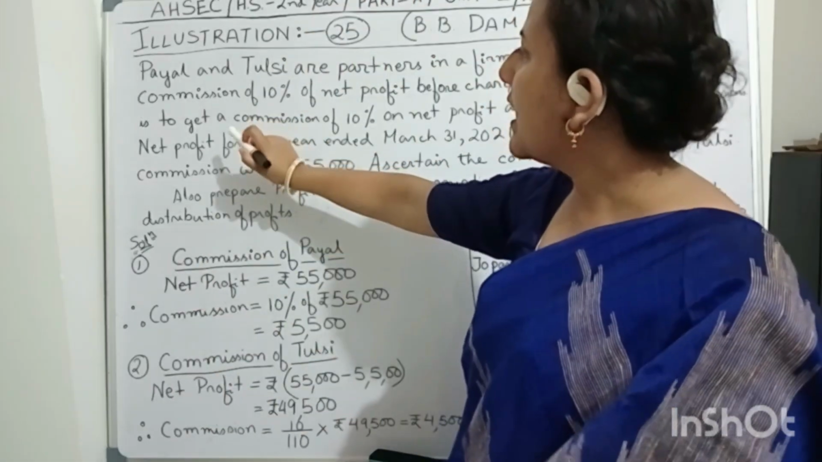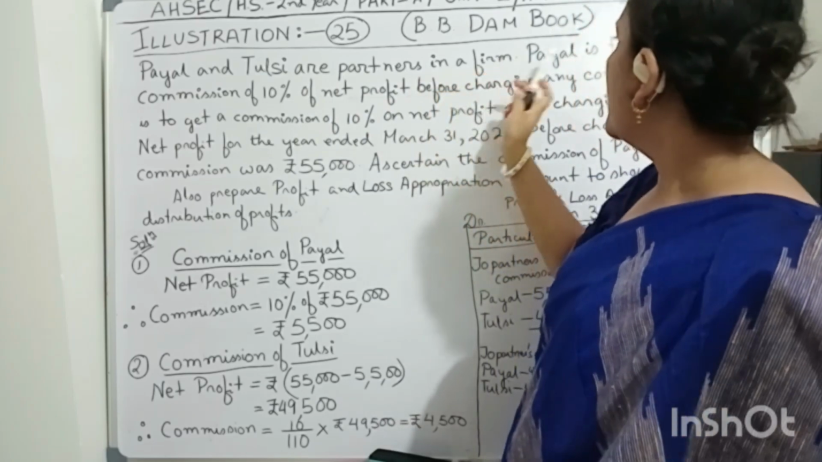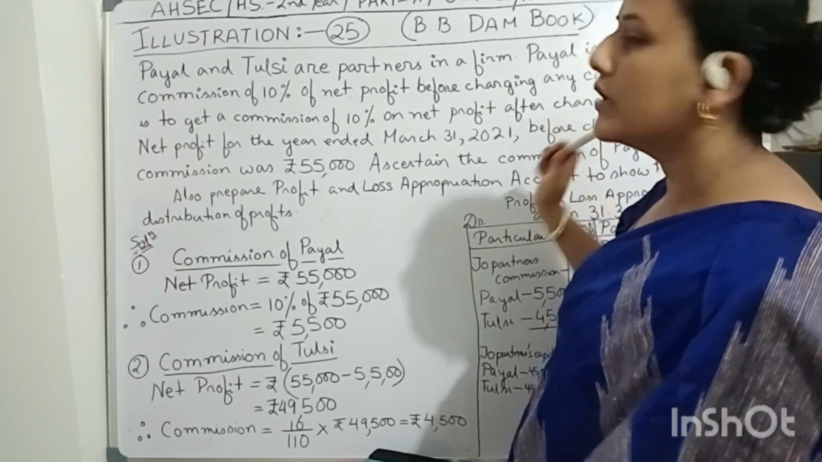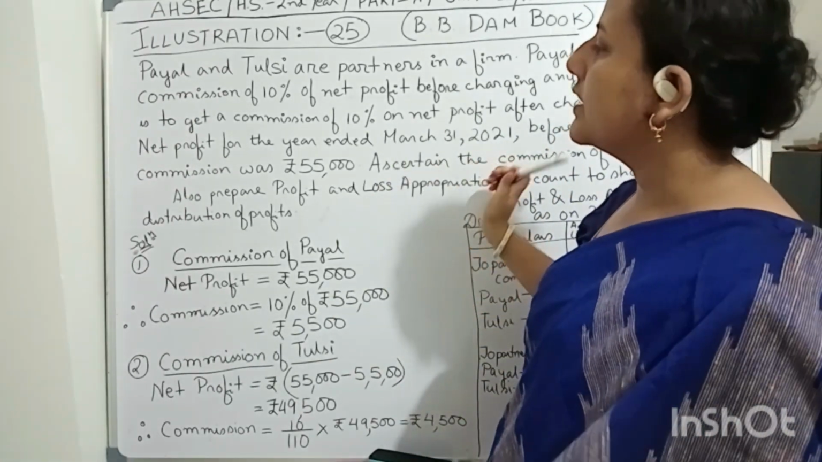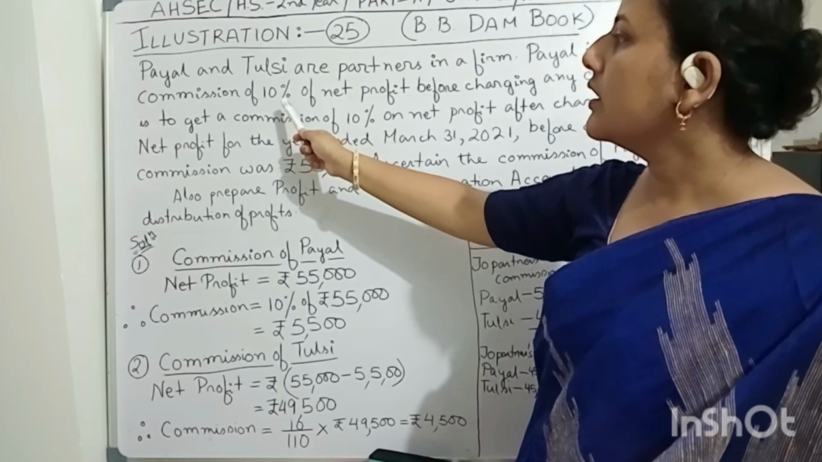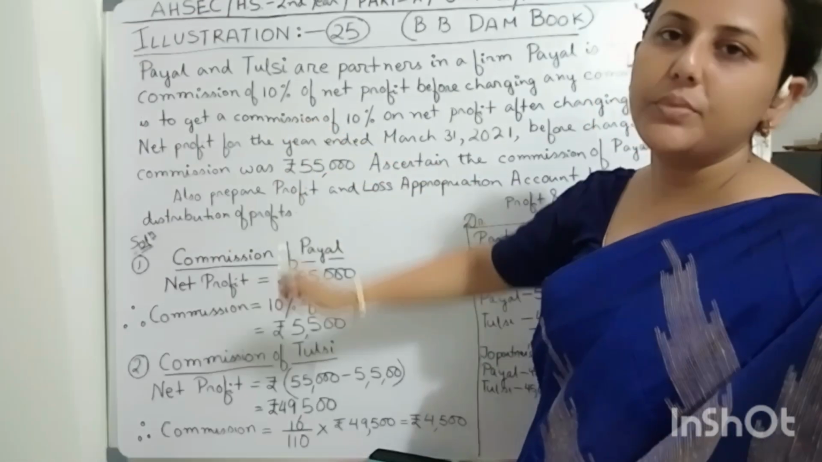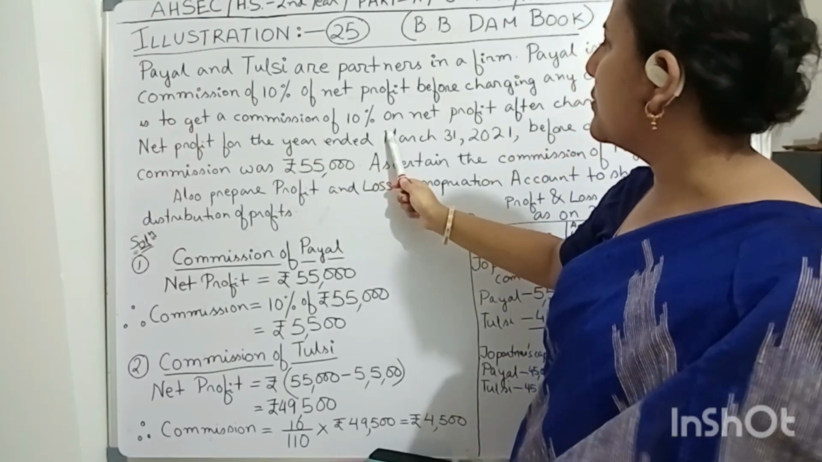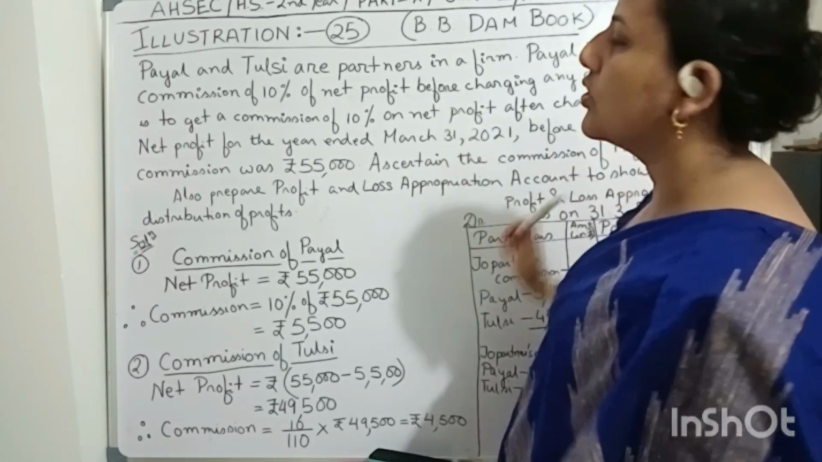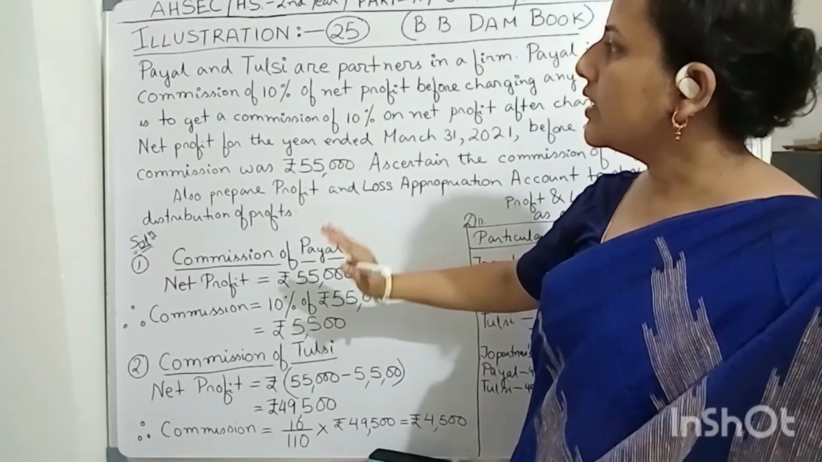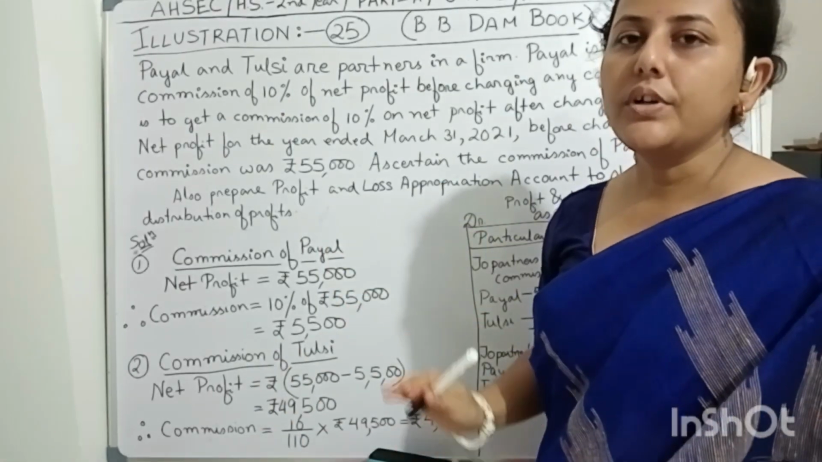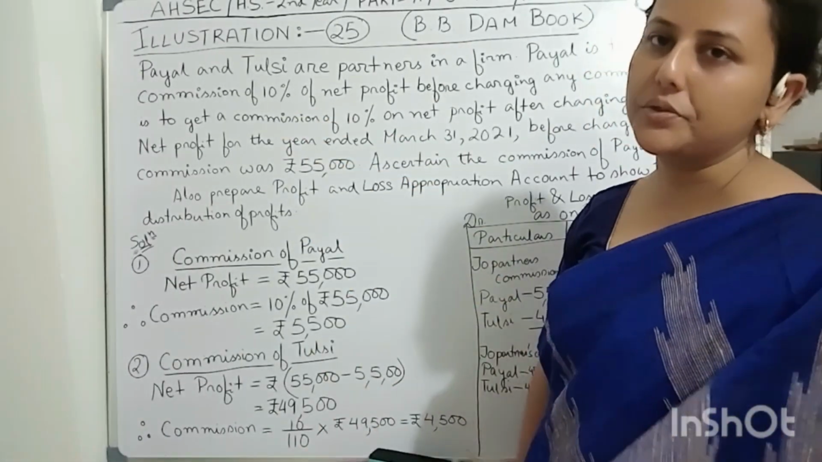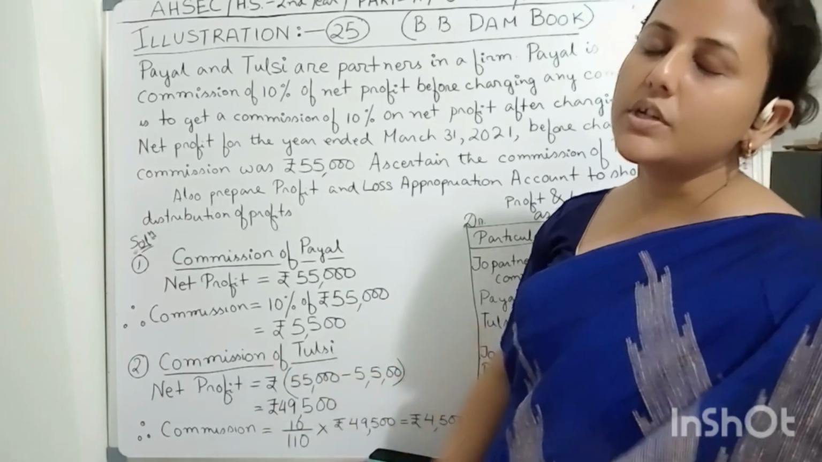Here you see Payal and Tulsi are partners in a firm. Payal is to get a commission of 10% of net profit before charging any commission. So before charging any commission on net profit, Payal will get a commission of 10%. And Tulsi is to get a commission of 10% on net profit after charging all commissions. So after giving commission to Payal, whatever net profit comes out, on that net profit Tulsi will get commission.